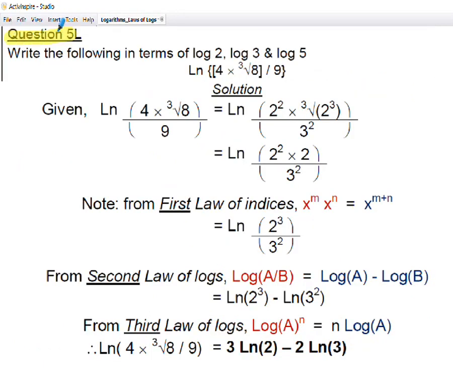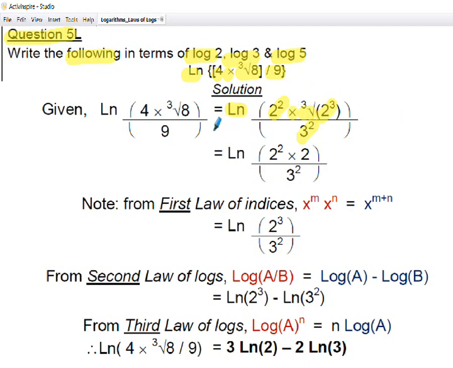Question 5L, we're asked to write the following in terms of log 2, log 3 and log 5. So we're given the natural log of 4 times the cube root of 8 here divided by 9. We've got to write that in terms of bases 2, 3 and 5. So on the right hand side here, ln, the 4 is 2 squared, that's a base of 2, times the cube root of, and I've put 2 cubed here because 2 cubed is 8, and it's all divided by 9. I've written that as 3 squared.